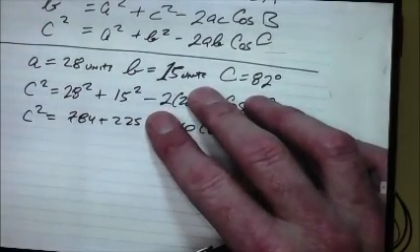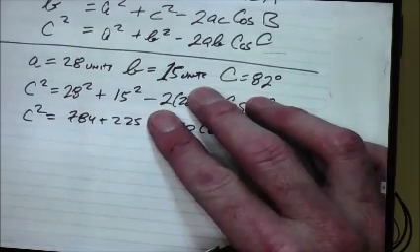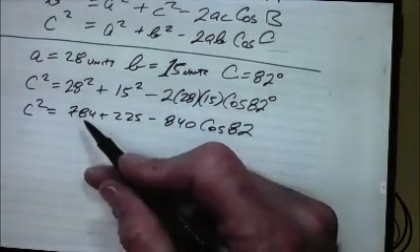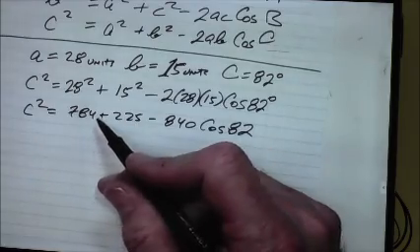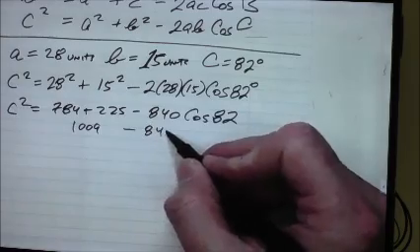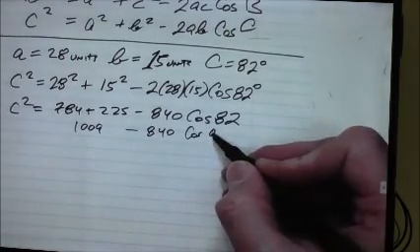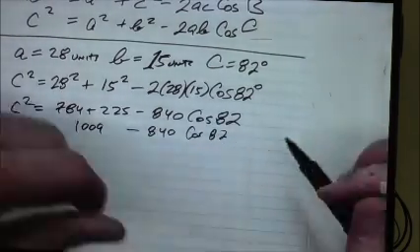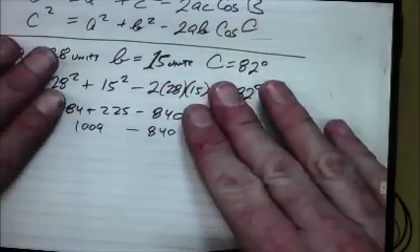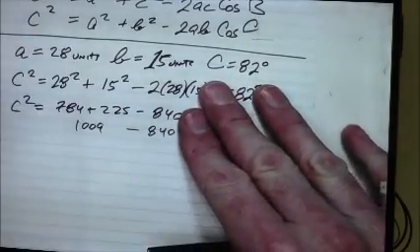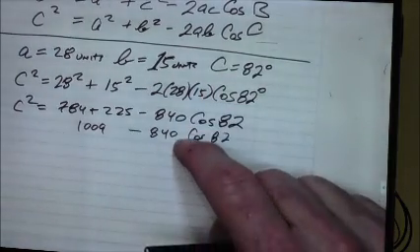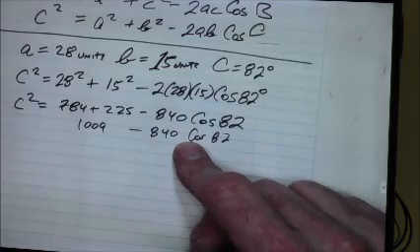It's that 784 plus 225. Is that 1009? Okay, that was 75, it would be 1,000. So I think it's 1009 minus 840. I just did that in my head, so I'm hoping I'm right. What happens here is it's just too tempting for some people, and they do 1009 minus 84 before they multiply by cosine of 82. So be careful about that.